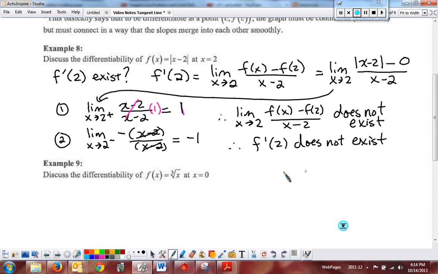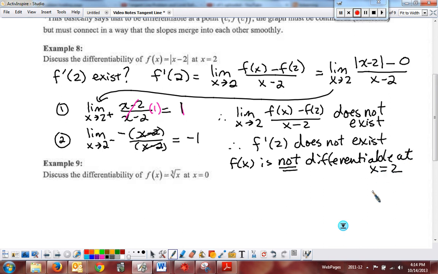Okay, and then our third statement that we get out of this is that f of x is not differentiable at x equal to 2.